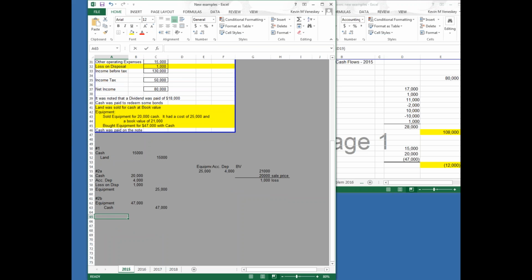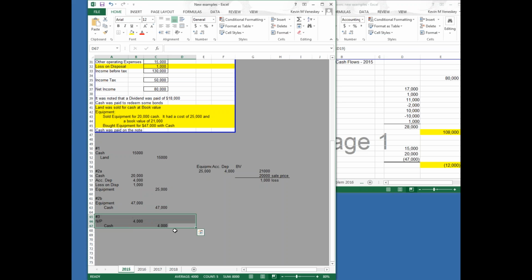So my answer for my next journal entry, number 3, would say, all right, what did I get? I got a reduction on my note payable for $4,000. And why? I spent cash.